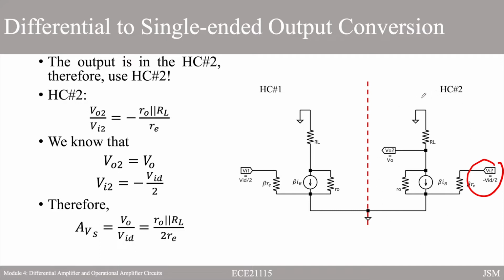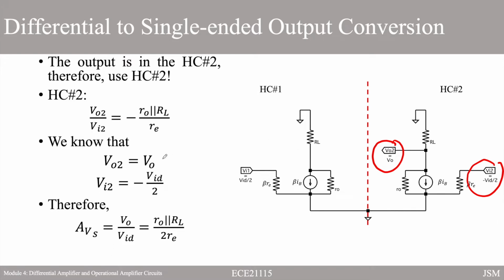Okay? So, kung mapapansin natin, this half circuit is equivalent po sa common emitter circuit na fixed bias. So, wala po tayong emitter resistance dito. So, therefore, VO2 over VI2 is negative RO in parallel with RL over RE. And we know that VO2 is equal to VO. And VI2 is equal to negative VID over 2.